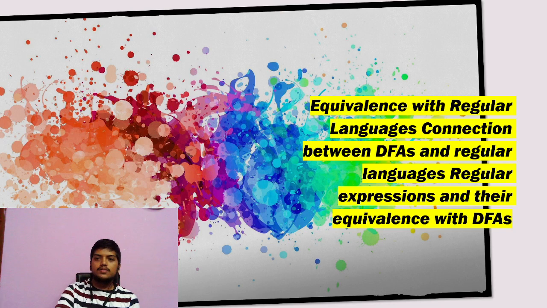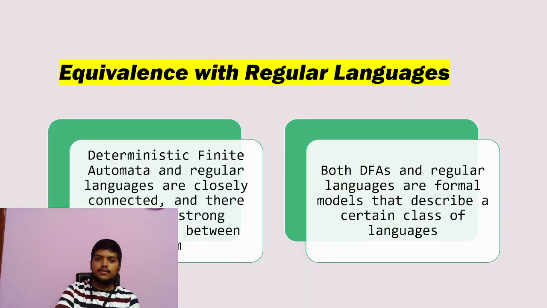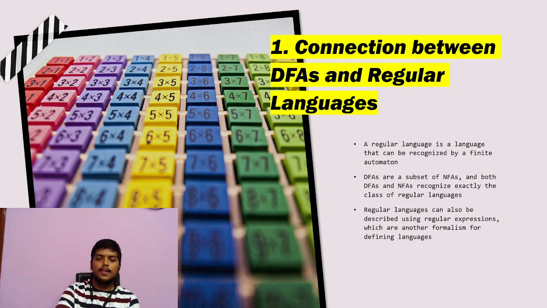Later, equivalence with regular languages: the connection between DFAs and regular languages, and regular expressions and their equivalence with DFAs. DFAs and regular languages are closely connected, and there exists a strong equivalence between them. Both DFAs and regular languages are formal models that describe a certain class of languages.